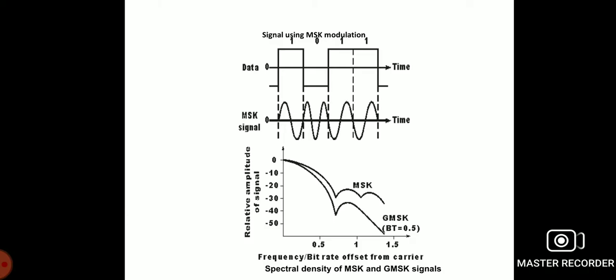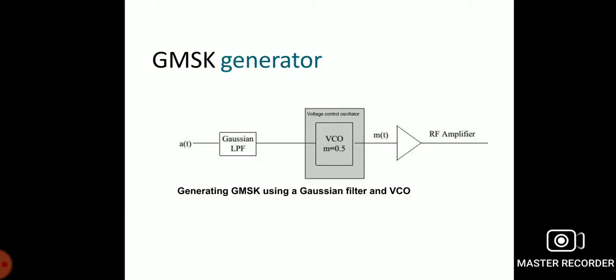Now let us move to the generation. This is a GMSK generator. In this method, the GMSK input signal, that is the non-return to zero input data, is applied to the Gaussian filter. Here two methods of GMSK transmission are used. Number one, the frequency modulated technique, that is the FM to VCO, voltage controlled oscillator technique, and the second one is quadrature modulation.